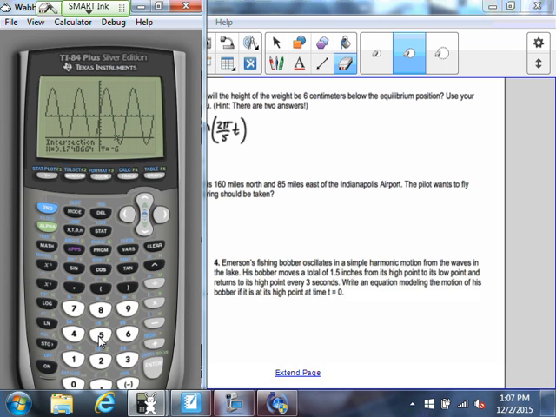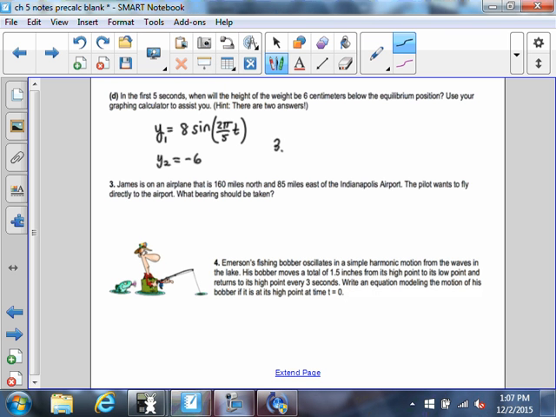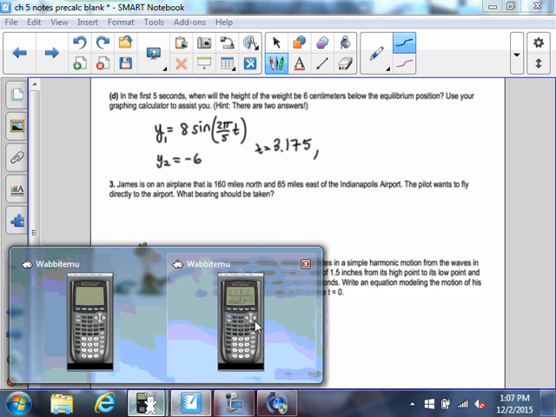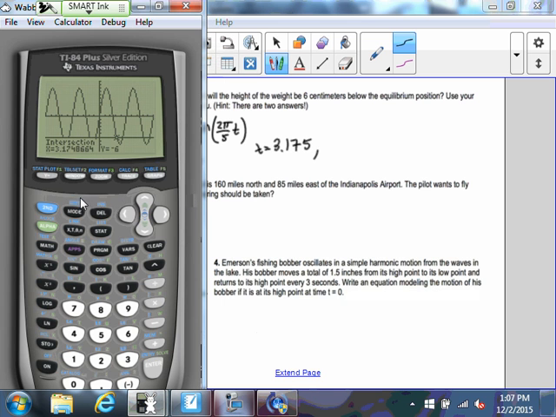Yes. Okay. So the first one should be 3.175. Okay, and then finding the other one. So you're going to do second trace again. And you can find that one as well. Okay, so that's going to be 4.325.